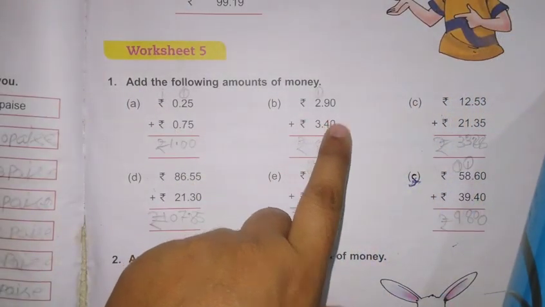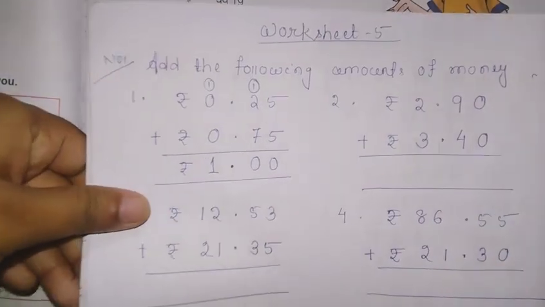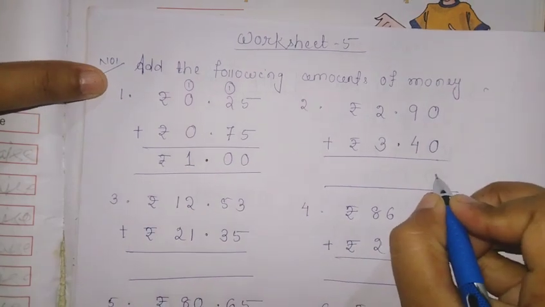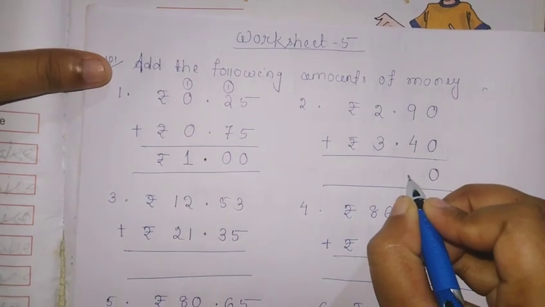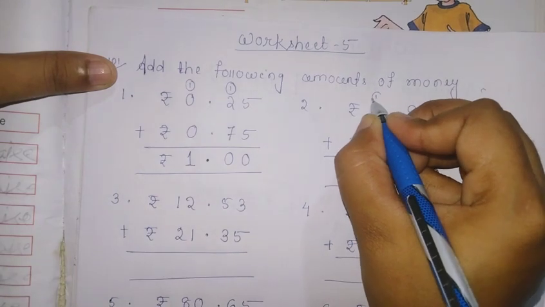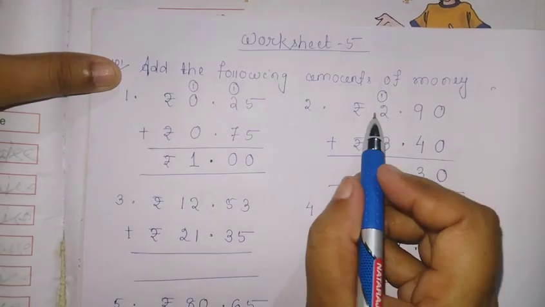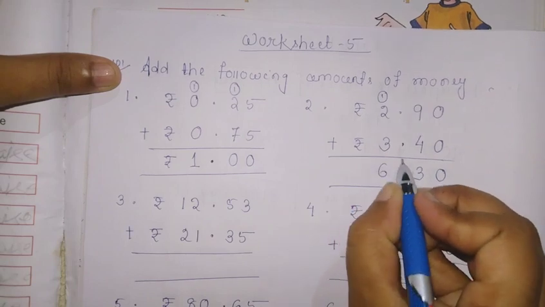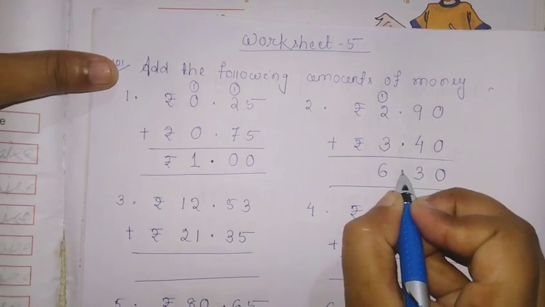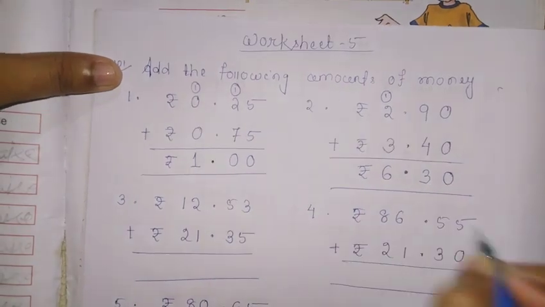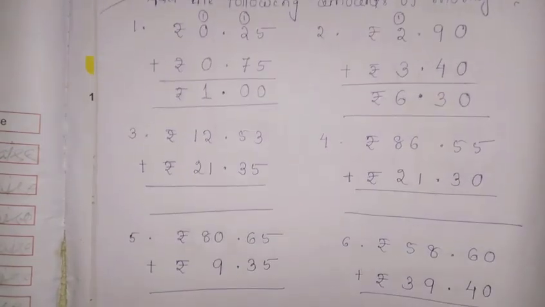2 rupees 90 paise plus 3 rupees 40 paise. Then we add this number. 0 plus 0, 0. 9 plus 4 equal 13. We carry 1. Then 2 plus 1, 3. 3 plus 3, 6. Then the dot remains in the same column in addition. So, 6 rupees 30 paise. Then next.